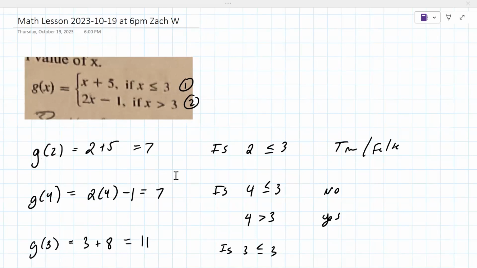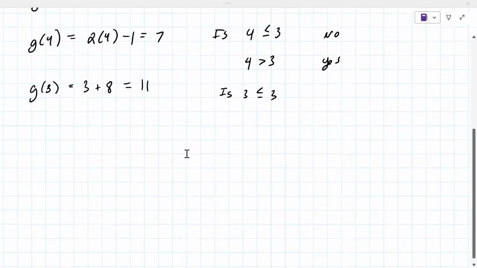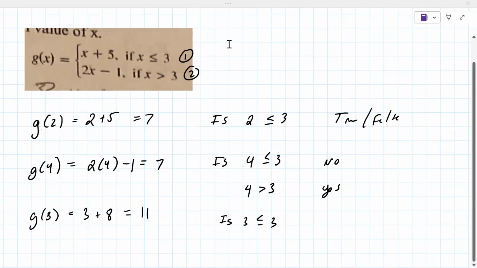Is it obviously greater than 3? No, right? It works in one or the other. It only ever works in one or the other, never both. So, 3 is less than or equal to 3. That's true. So the one that it's true in, you go until you find the one that's true.